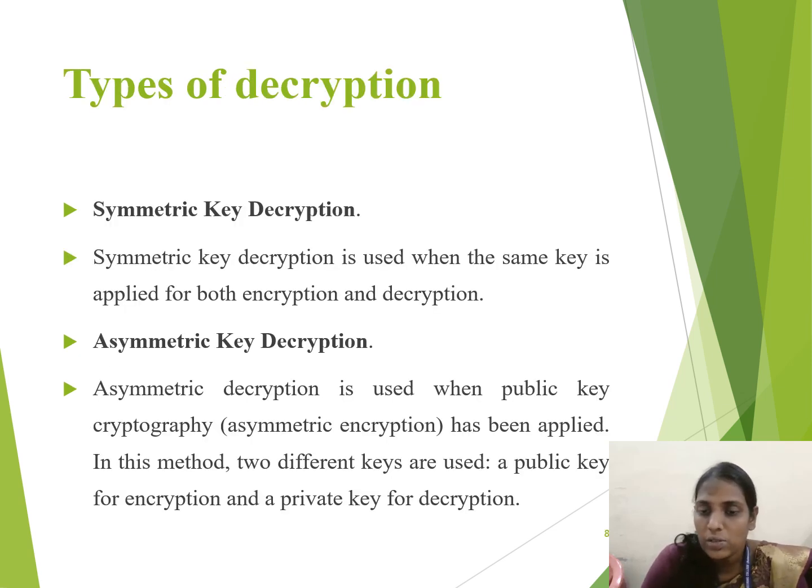Here also we have two types: symmetric key decryption and asymmetric key decryption. With symmetric key decryption, we use the same key for both encryption and decryption. But in asymmetric decryption, we use different keys, a public key and a private key. The public key is for encryption, and the private key is for decryption.